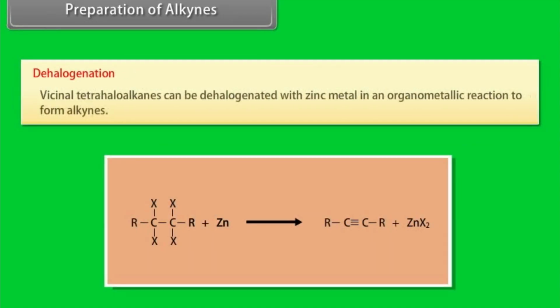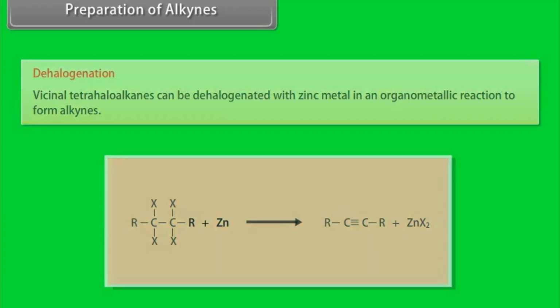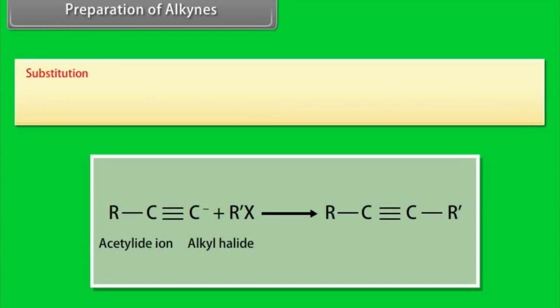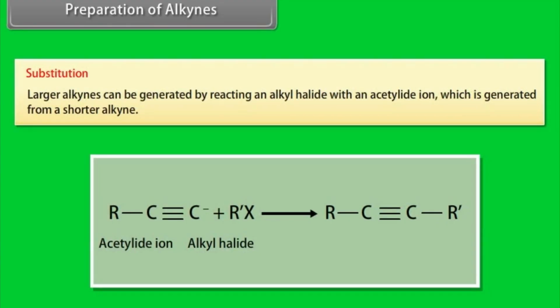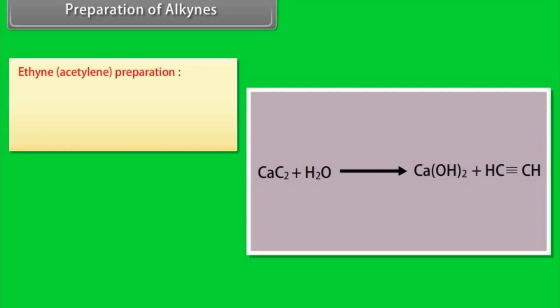Dehalogenation. Vicinal tetrahaloalkanes can be dehalogenated with zinc metal in an organometallic reaction to form alkynes. Substitution. Larger alkynes can be generated by reacting an alkyl halide with an acetylide ion, which is generated from a shorter alkyne.